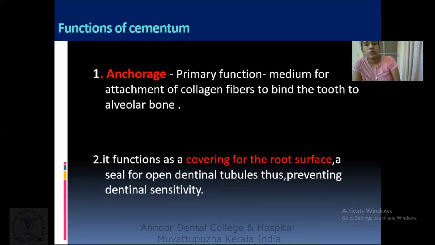Now, you have to know the functions of the cementum. As I told you, the primary function is anchorage. It provides an attachment of the collagen fibers to bind the tooth to the alveolar bone. The second function is that it forms the covering of the root. It provides a seal for the open dentinal tubules, thus preventing dentinal sensitivity.